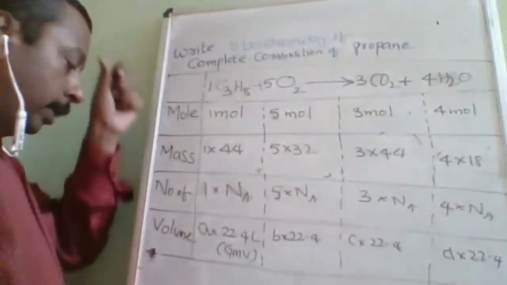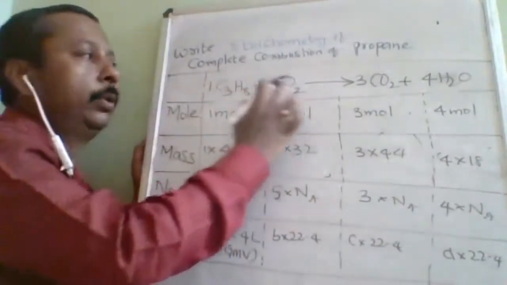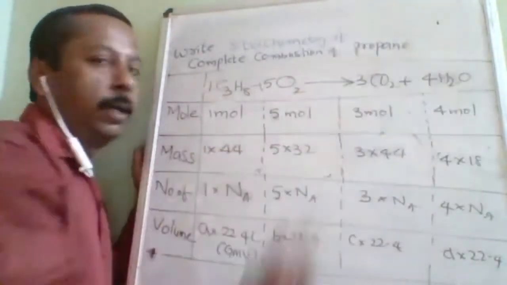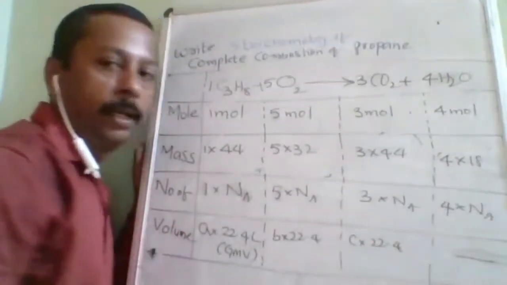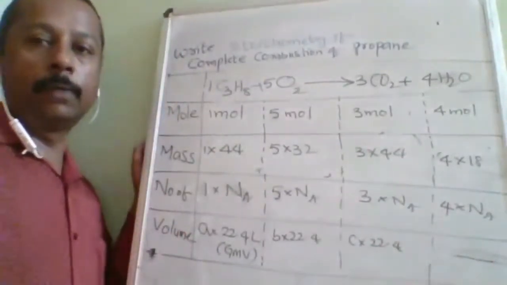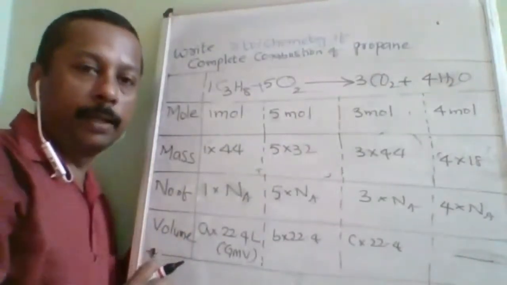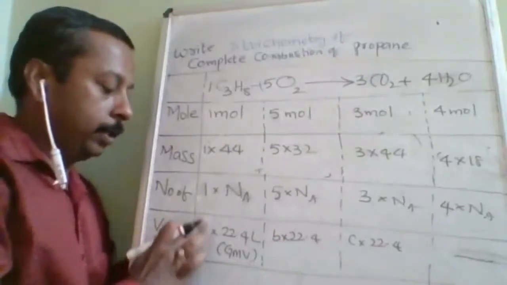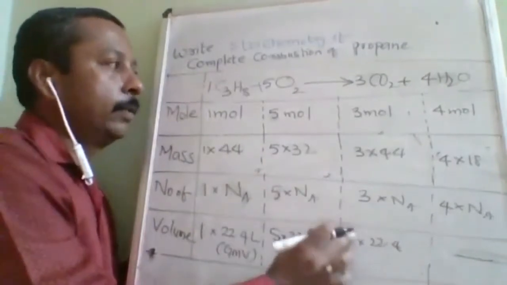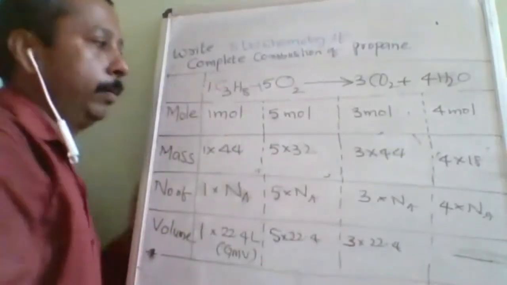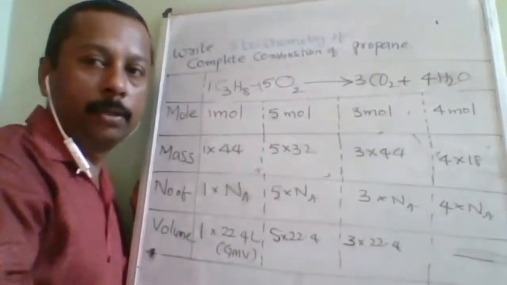Now, I am assuming that in this reaction propane is a gas, oxygen is a gas, CO2 is a gas, but water is not a gas at STP. So this is a limitation: we cannot use this formula for water, because at STP water is not a gas. So in place of A it is 1, in place of B it is 5, in place of C it is 3, and in place of D it will not be required at all. I think it is understood now.